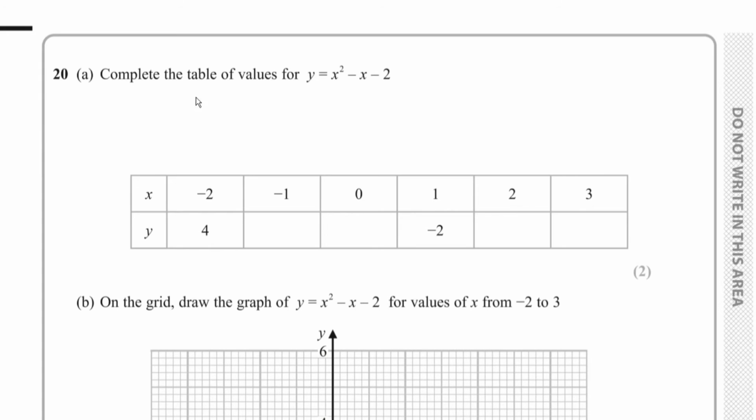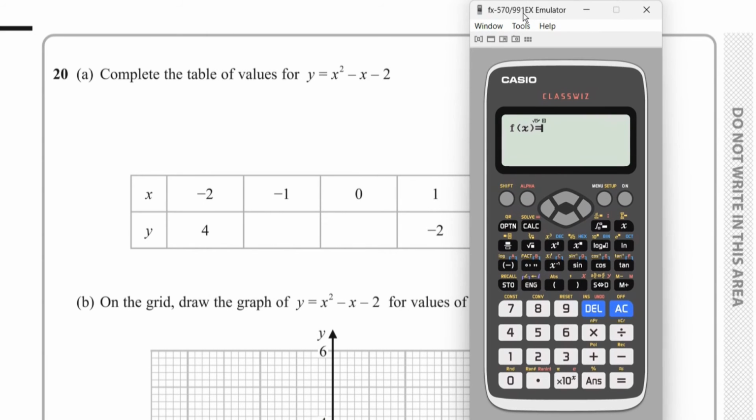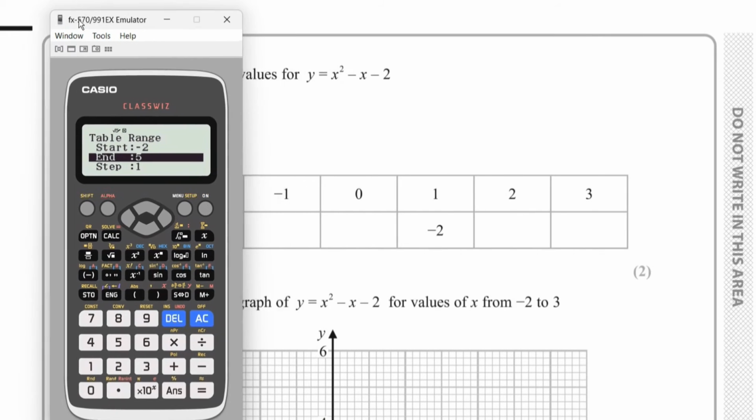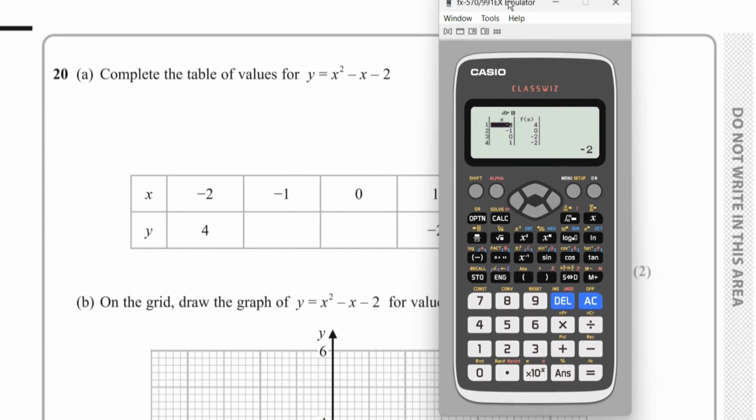Question number 20, part A. Complete the table of values for y equals x squared subtract x subtract 2. Well, we need to use our calculator function to find the corresponding y values for the given x values. So if we go to the menu and then to the table sub menu, f of x is the function x squared, subtract x, subtract 2. We're starting at -2 and we're finishing at 3. We're going up in ones. So here we can see our values.